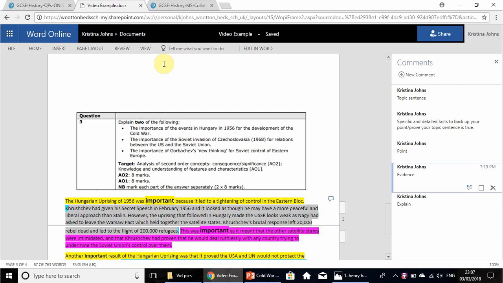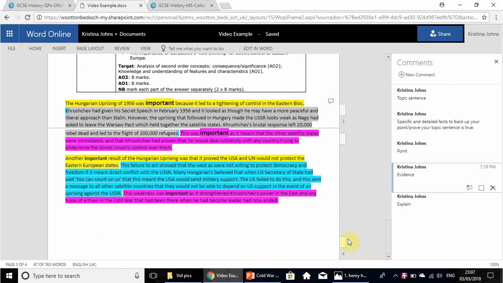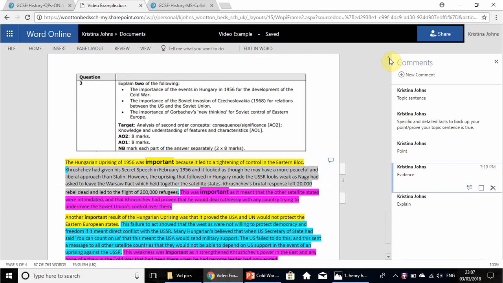So just try to remember that you're constantly coming back to the consequences, significance, and outcomes of the events in question 3. You don't need a conclusion. As soon as you've done your 2 paragraphs, you're just going to move straight on to your second bullet point and write your 2 paragraphs for that one too.